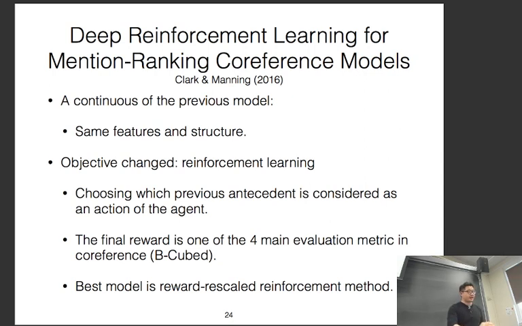They actually find that plain REINFORCE doesn't help much. The best is called the reward-rescaled reinforcement method. For details, we have to read the paper. We don't have time to cover it here, but it's typical that reinforcement learning is very hard to apply to NLP problems.